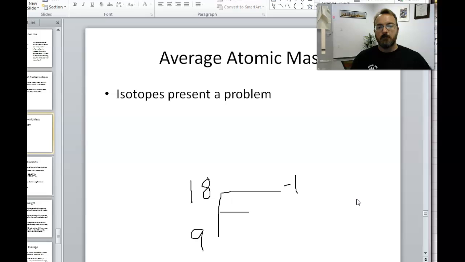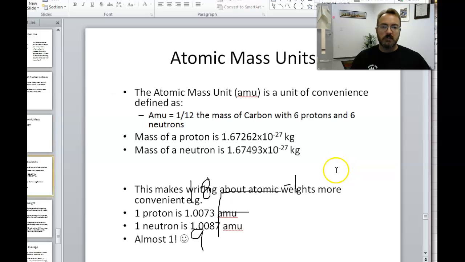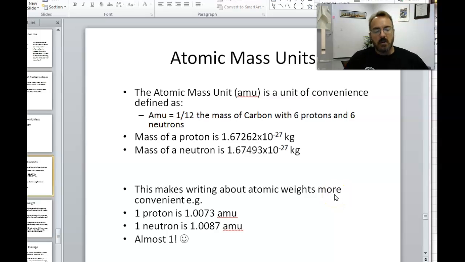Okay. We've already talked about what we're really interested in is the weight, the average weight of the atoms when we're dealing with chemistry. And for that, isotopes present a problem. So I'm going to show you guys how we're going to calculate the atomic weight. This is a calculation that you need to know how to do for the class.